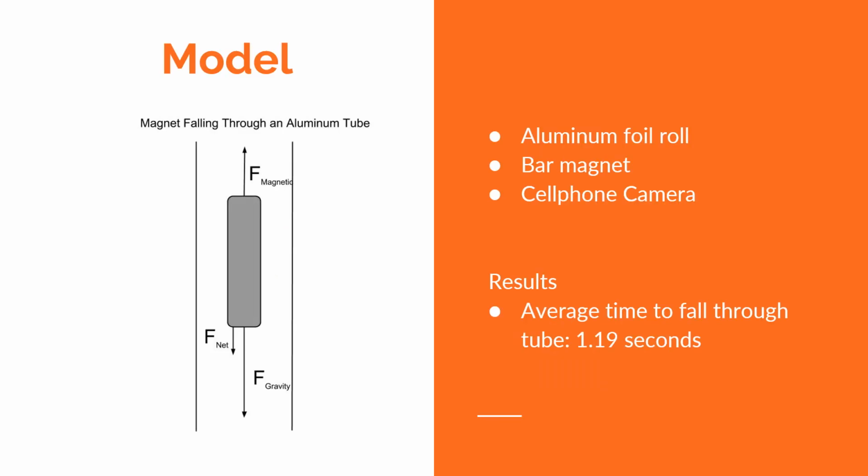This experiment worked by using a roll of aluminum foil, dropping the bar magnet through the roll of aluminum foil, and using a cell phone camera to record how long it took to fall through. Based on 5 trials, the average time it took to fall through the tube was 1.2 seconds. This graphic shows an example of how the forces would act on the bar magnet with the tube around it.